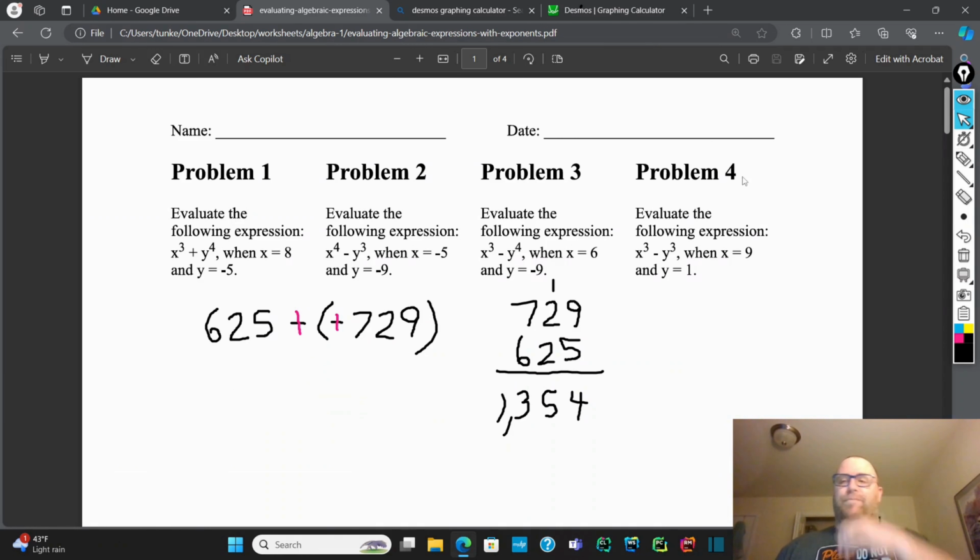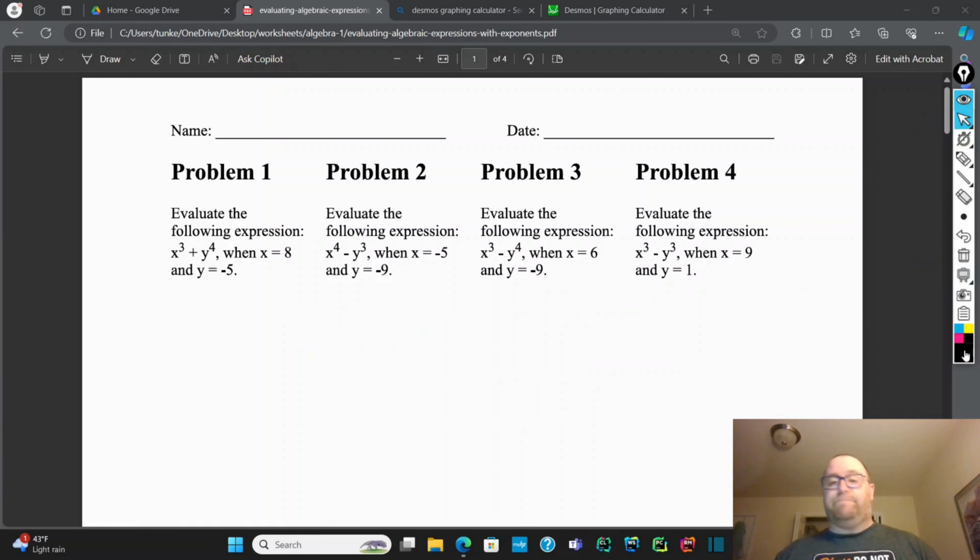Okay, let's get rid of this stuff. Boom, gone. Okay, next one. Again, another subtraction. We have x cubed minus y to the fourth, and x is 6. Y is negative 9. So let's do 6 cubed minus, remember it's a subtraction, minus negative 9 to the fourth power.